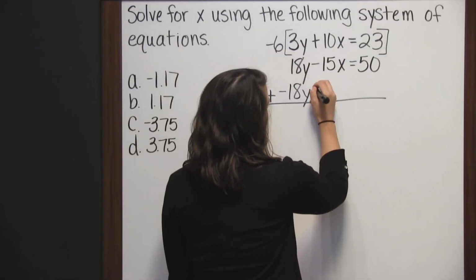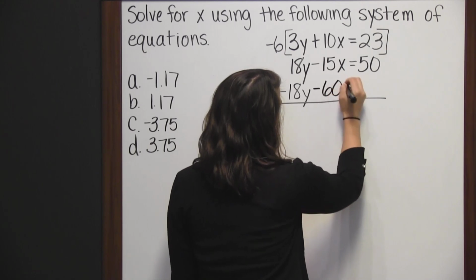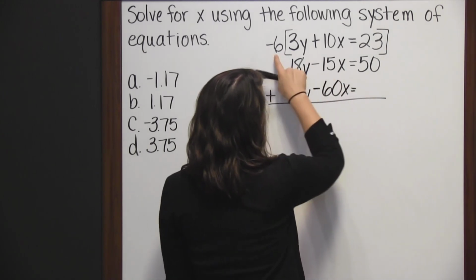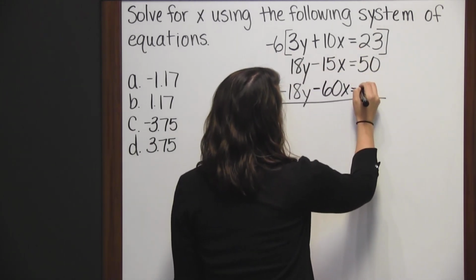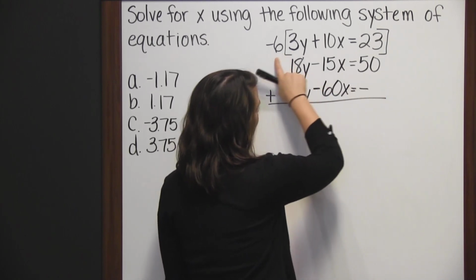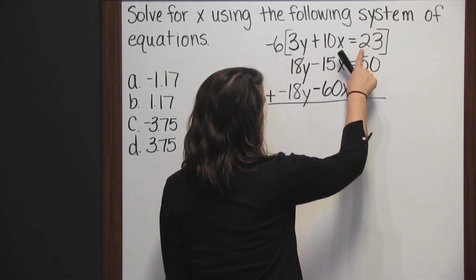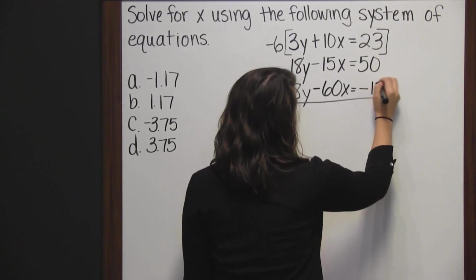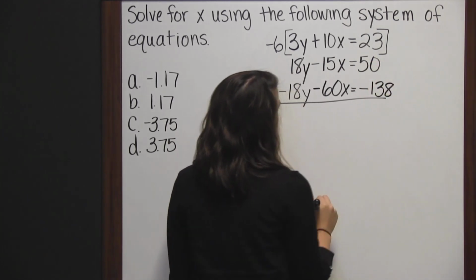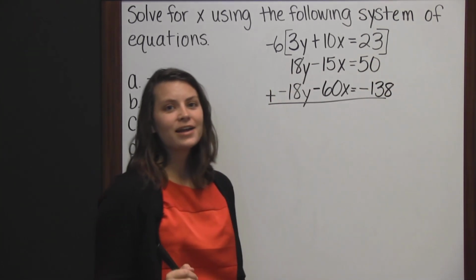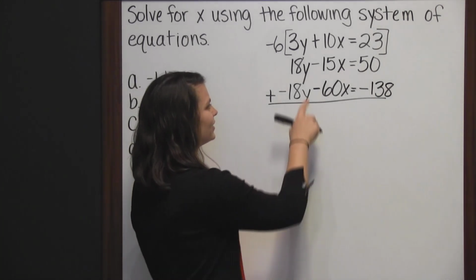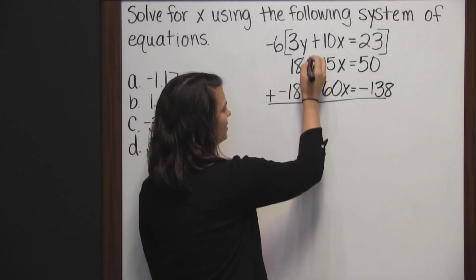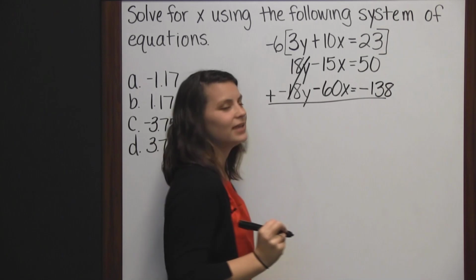-6 times 10x is -60x. And -6 times 23 is negative. 6 times 20 is 120. 6 times 3 is 18, so 138. And now I need to add my two equations together. 18y and -18y is 0. They cancel.